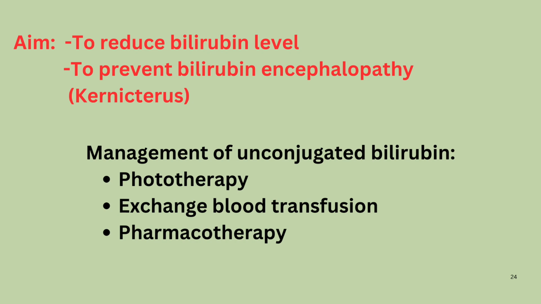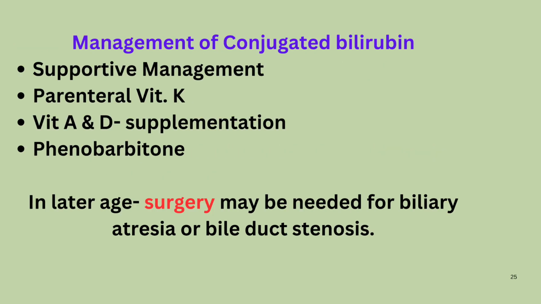And the treatment of conjugated bilirubinemia includes supportive management like parenteral vitamin K injection and vitamin A and D supplements. Vitamin A and D supplements prevent rickets. Then phenobarbital again can be given, that helps in bile excretion. Then in later age, surgery may be needed for biliary atresia or bile duct stenosis.